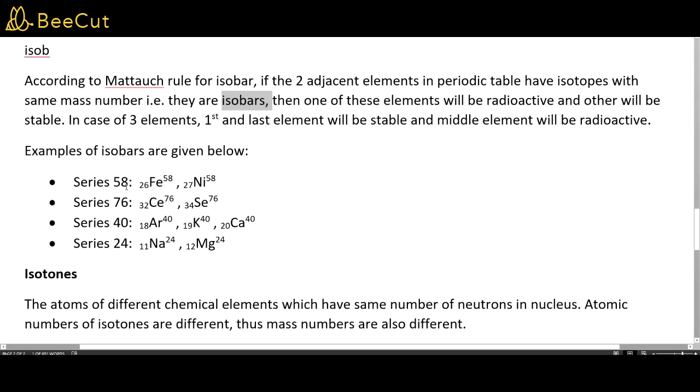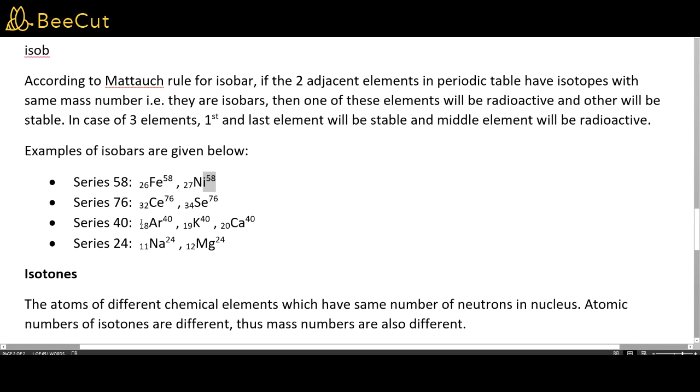For example, iron: this is the proton number and this is the mass number, right? This is indicated as the series 58. So 58 means that 58 will remain the same. In these two elements, nickel and iron, the mass number of both elements is the same, so it is considered the series 58, and both are isobars, right?